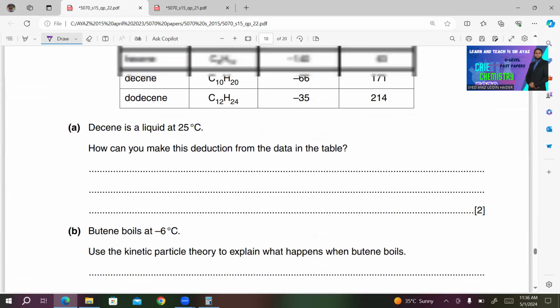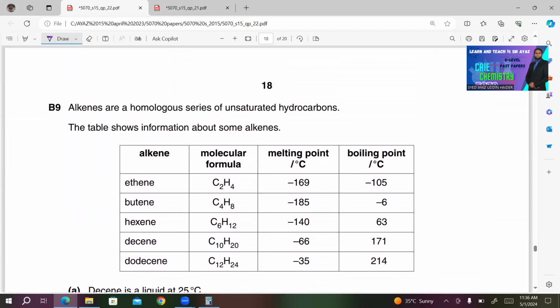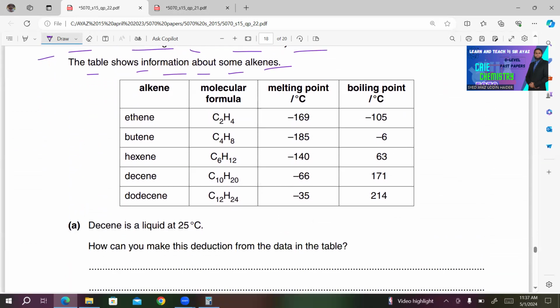B9. Alkenes are a homologous series of unsaturated hydrocarbons. The table shows information about some alkenes. So we have ethene, butene, hexene, decene, 2-decene. The molecular formula, melting point, boiling point is provided.